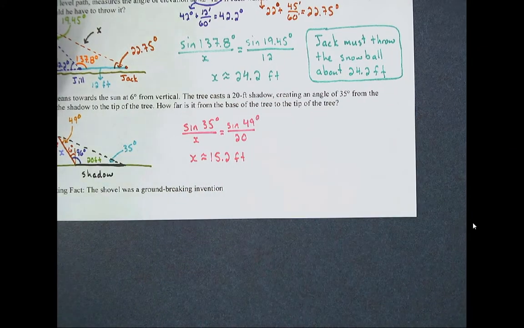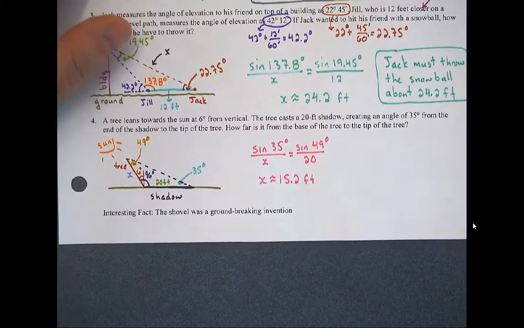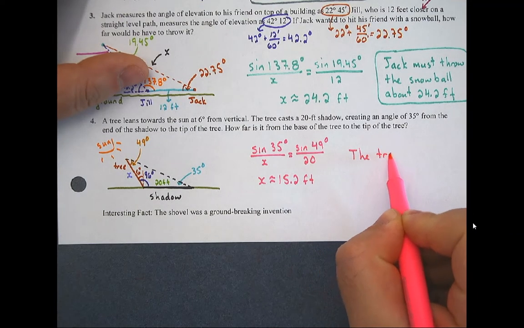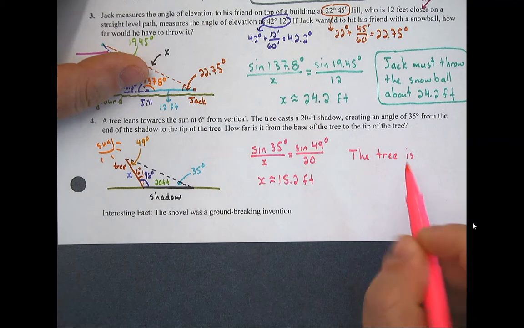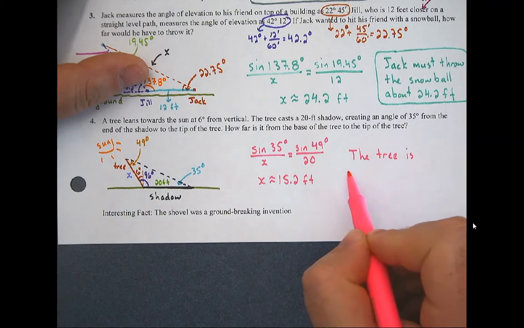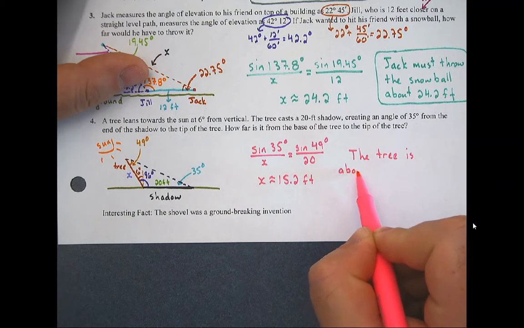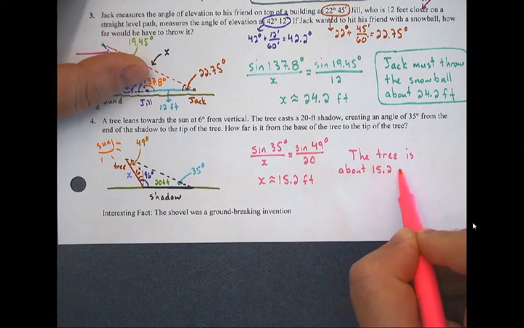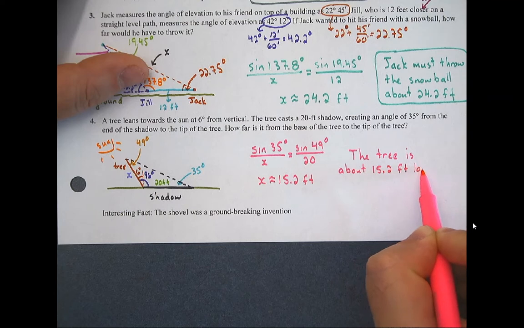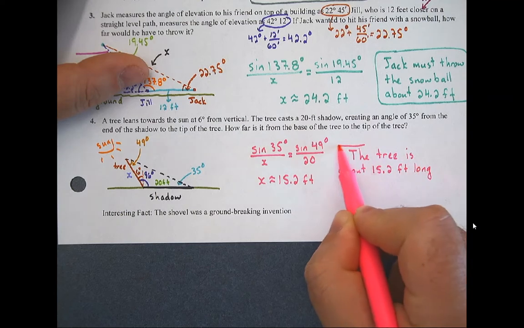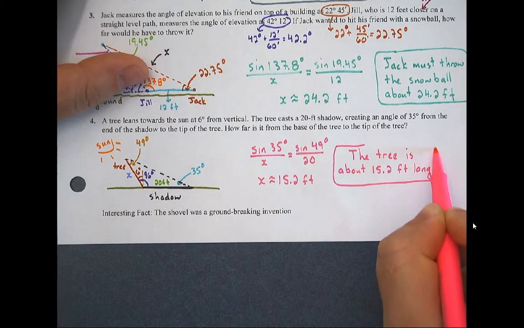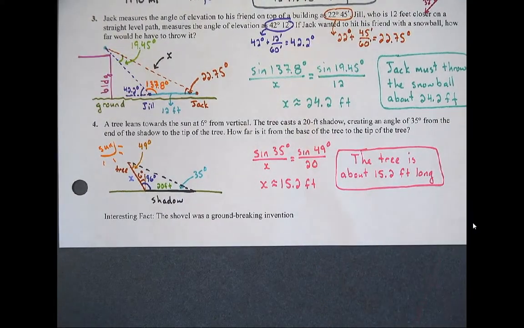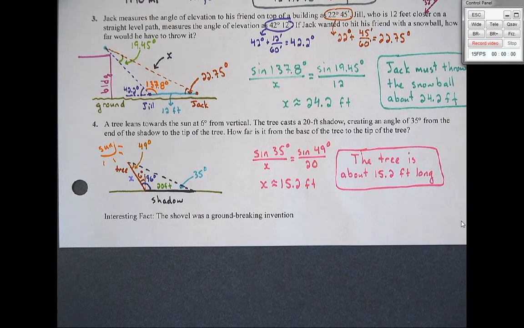So let's do a little write-up. We would say something like the tree is about 15.2 feet long. I don't want to say tall because that implies that it's going straight up and down, but we could say long for sure. All right, folks, that's it for 7.